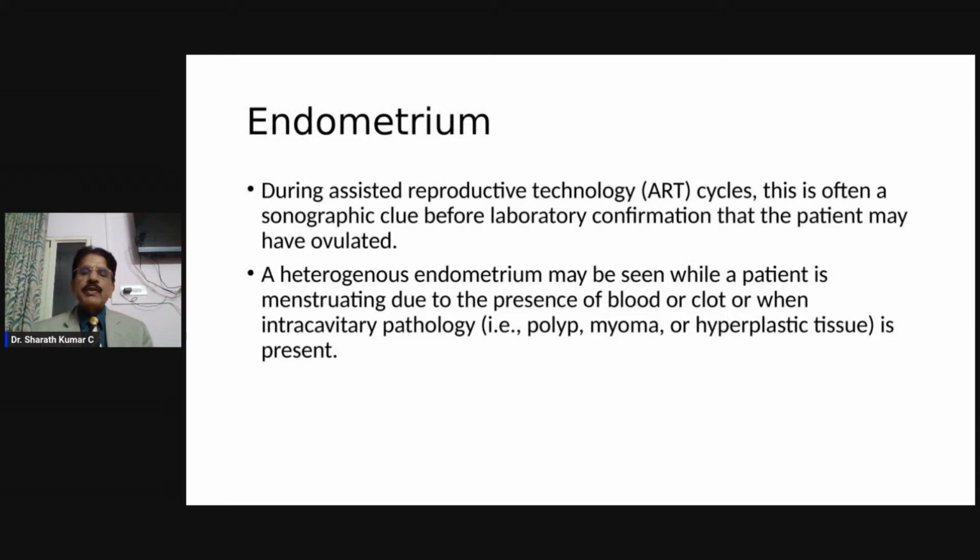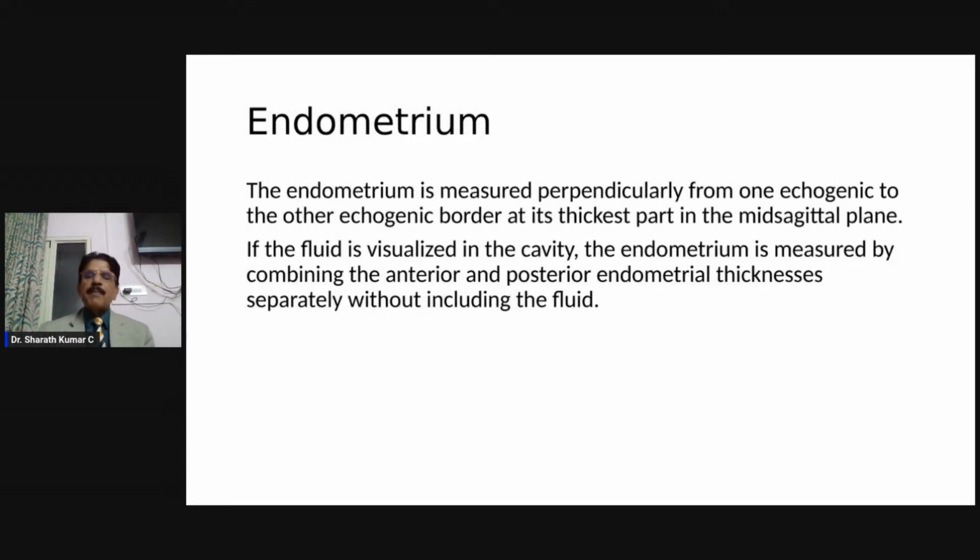A heterogeneous endometrium may be seen while the patient is menstruating due to presence of blood or clot, or when intracavitary pathology, that is polyp, myoma, or hyperplastic tissue, is present. Endometrium is measured perpendicularly from one echogenic border to the other echogenic border at its thickest part in the mid-sagittal plane. If fluid is visualized in the cavity, the endometrium is measured by combining the anterior and posterior endometrial thickness separately without including the fluid.